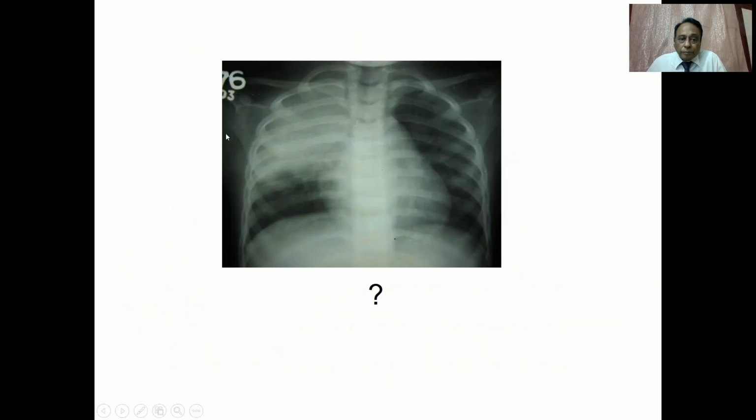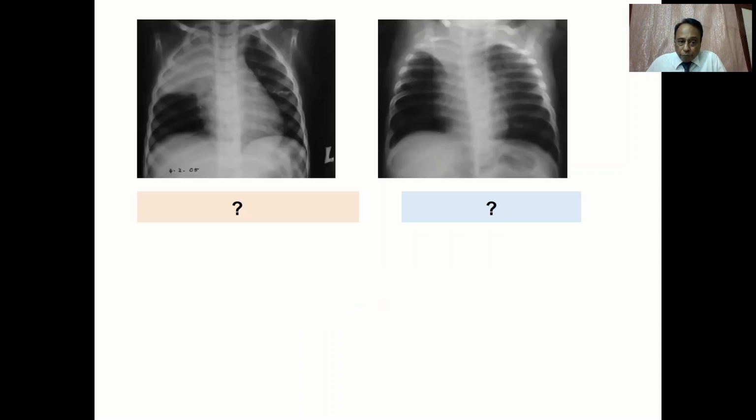Can you see there is a big shadow, a density, and what is that? Probably the density is in the right upper zone as well as extending to the right mid zone. Such a picture always goes with pneumonia. So you have to call it a pneumonia of the right upper zone. Here the densities are seen on the right side. There are two pictures. Actually, this is a pneumonia, this is a collapse.